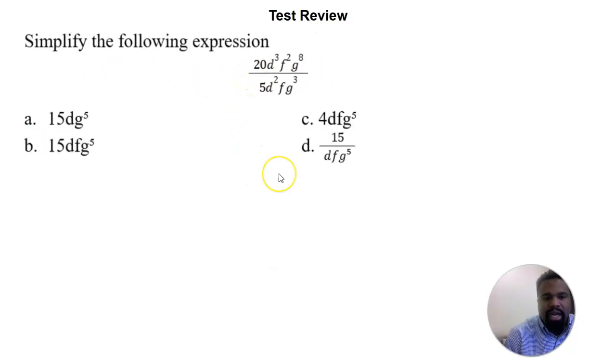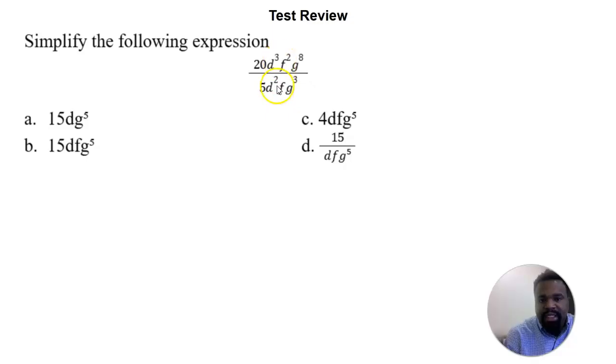All right, and then for this one, I want to simplify. Basically, what you want to do with this is break this down piece by piece. Like, look at this, it's saying 20 over 5 times d to the third over d to the second times f to the second over f times g to the eighth over g to the third. Notice 20 over 5 is numeric, so we can actually simplify that. There's no exponent to those. So we can actually do 20 divided by 5, which is 4, okay?